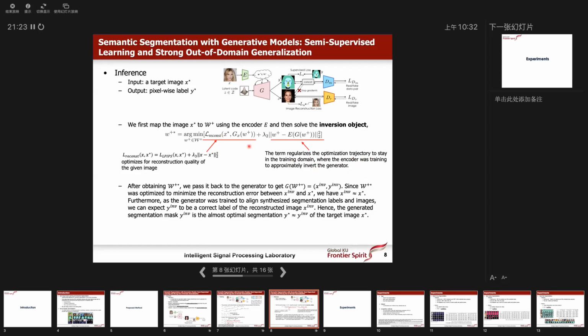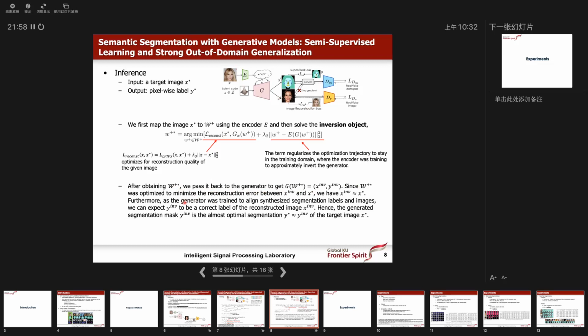We do the gradient descent, and we will find the W which makes this function minimize, and we can get the W to reconstruct the given image in a good quality. So after obtaining the W, we will pass it back to the generator to get the X and Y.